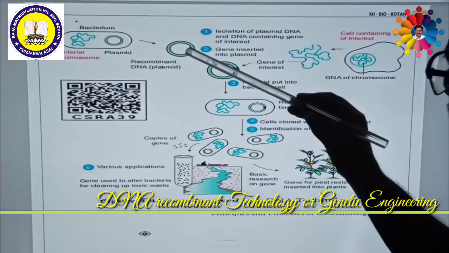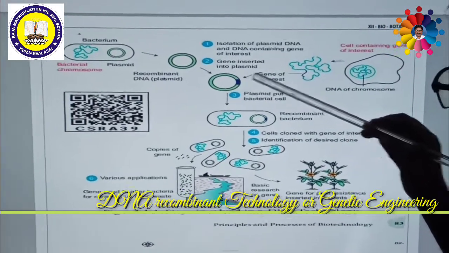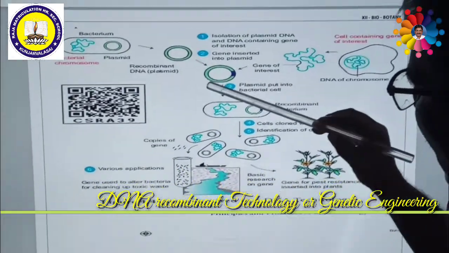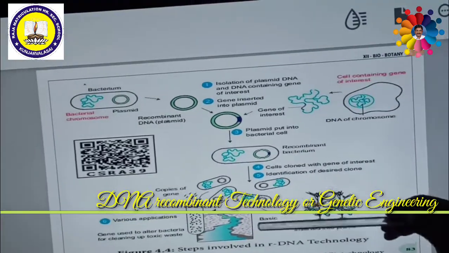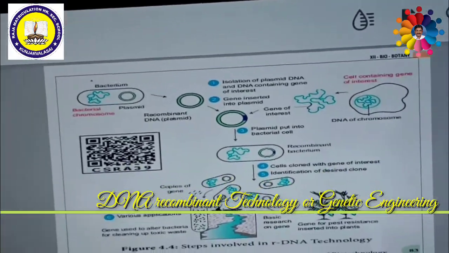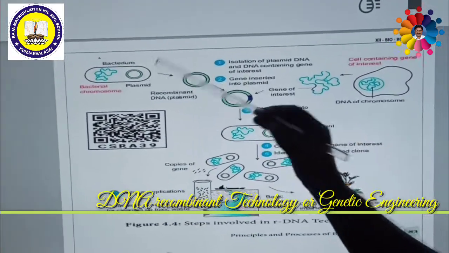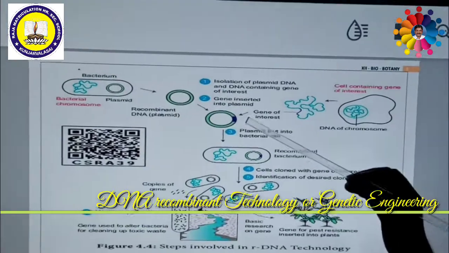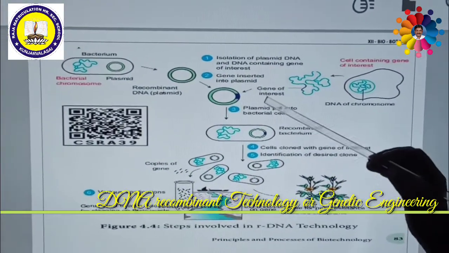Then you can join them together. So now it is called an insert. This is the gene of interest, and this is the plasmid. The gene of interest is pasted with the help of another enzyme called DNA ligase. With the help of DNA ligase, we can paste it into the plasmid. Now this is called recombinant DNA or rDNA.